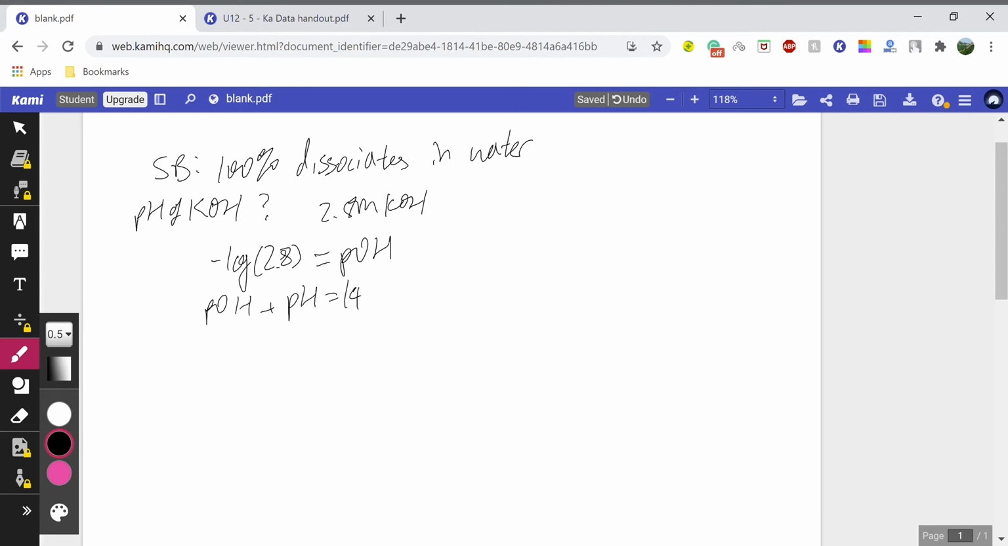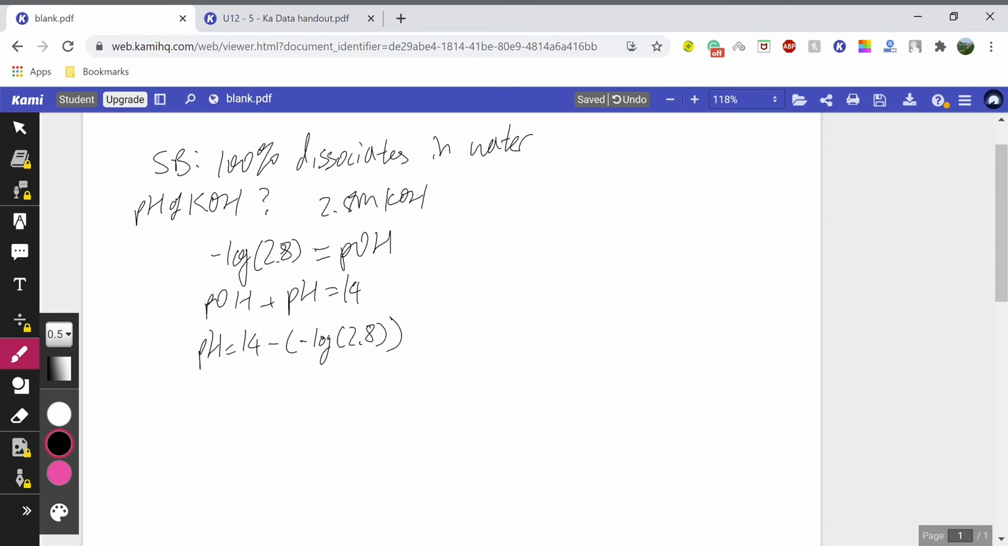So you can do 14 minus negative log of 2.8, which is technically 14 plus log of 2.8. Now if we do that, 14 plus log of 2.8 will give us a pH of 14.45. Although this is beyond the pH scale of 14, the answer is still correct. There are acidic and basic properties that go beyond the pH chart. So just be aware, 14.45 is the correct answer.